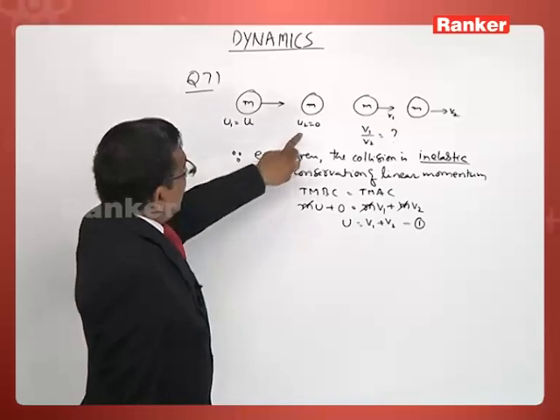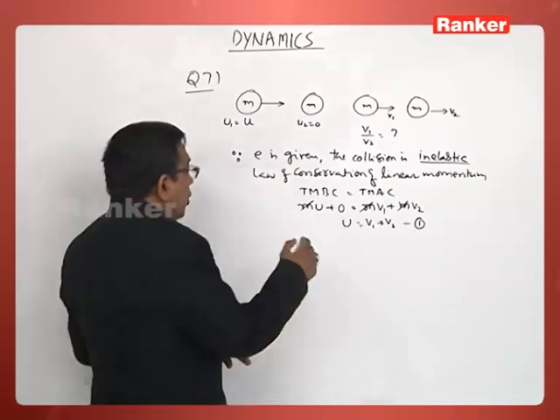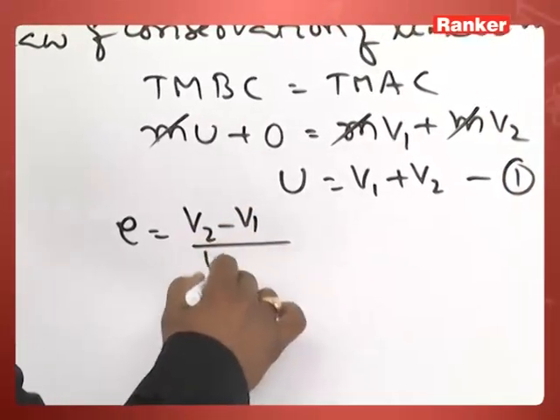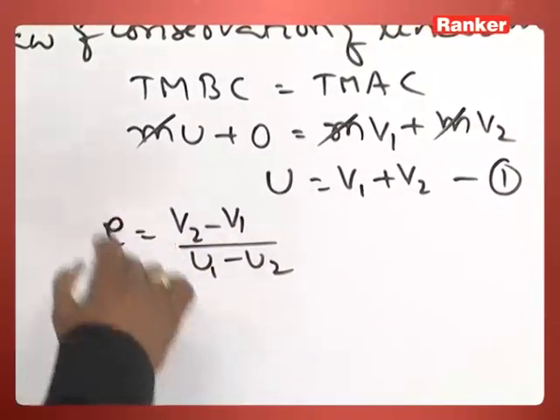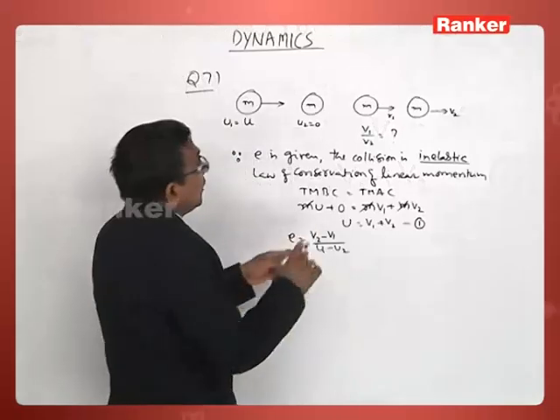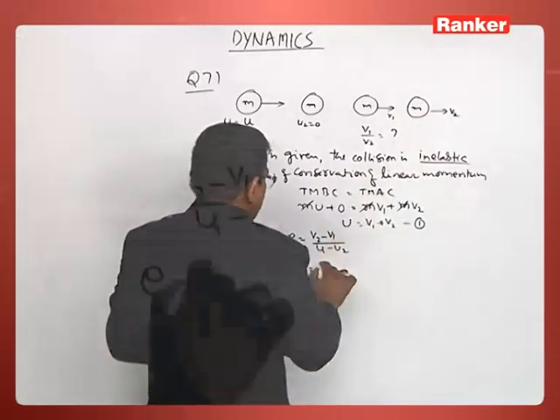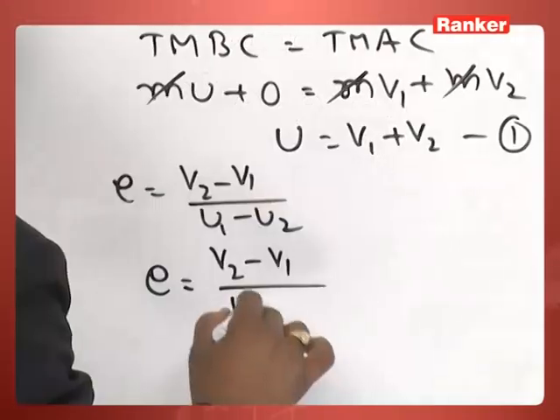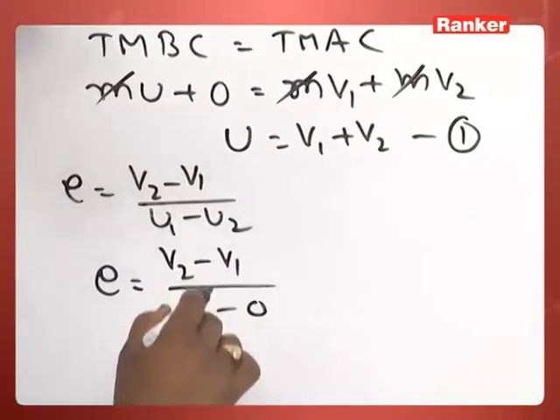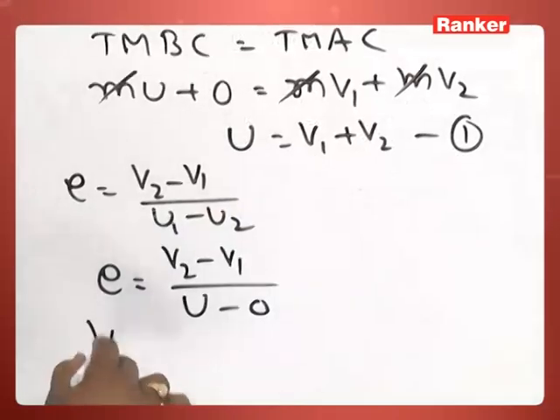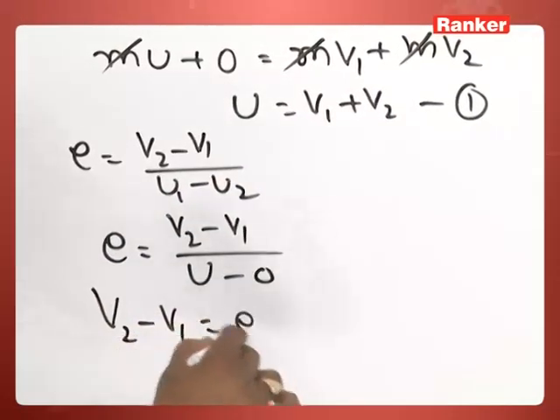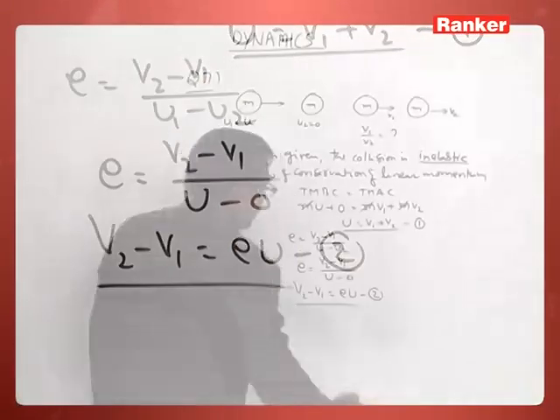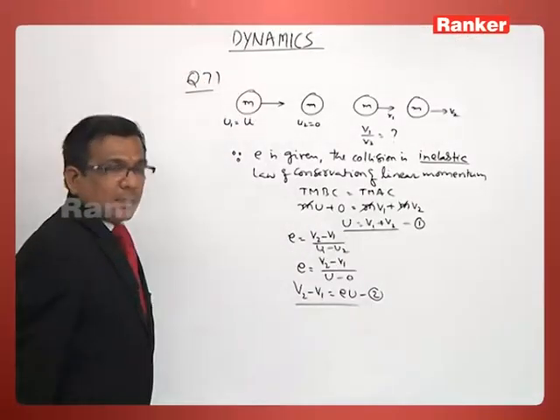Because E is given and the collision is inelastic, we know by definition E is equal to v2 minus v1 by u1 minus u2. So how do you write this? v2 minus v1, because they are in the same direction, you can write v2 minus v1. u1 is u, minus u2, the second body is at rest. So from this I can write v2 minus v1 is equal to EU, equation 2. So if you solve equation 1 and equation 2, you will get that ratio.